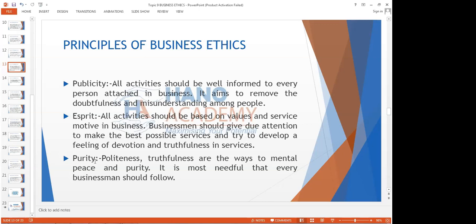We have the concept of purity. Another principle is purity. This revolves around politeness. Truthfulness are the ways to mental peace and purity. It is most needful that every businessman should follow the concept of purity, to be polite, to be truthful, so that he gets what we call mental peace and mental purity.